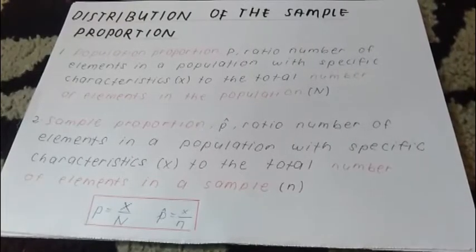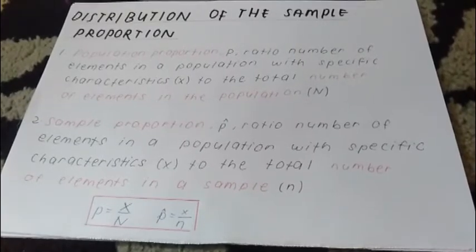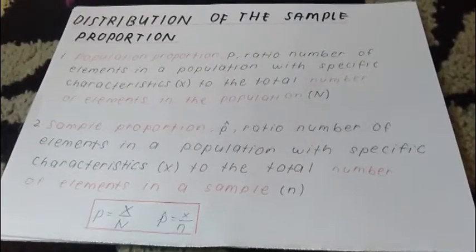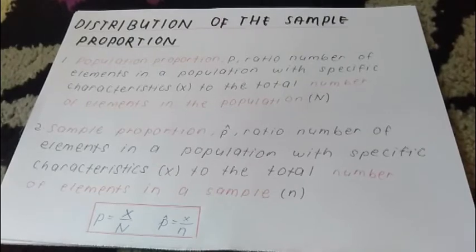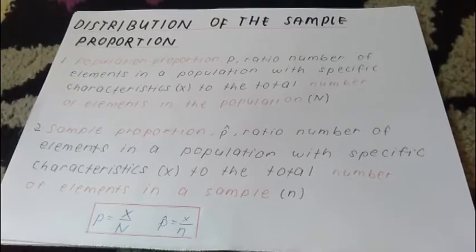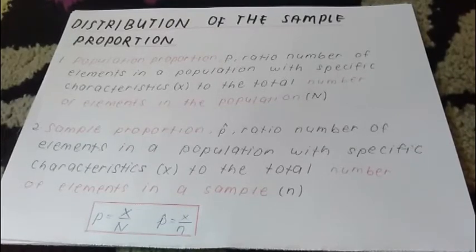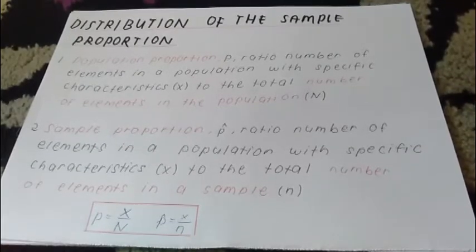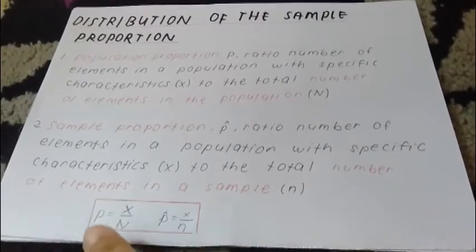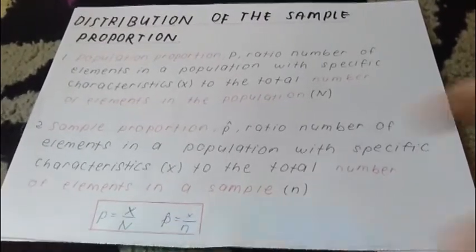For the third type, we will look at the distribution of the sample proportion. First, the population proportion P is the ratio of the number of elements in a population with a specific characteristic to the total number of elements in the population N. The sample proportion is the ratio of the number of elements in a sample with a specific characteristic to the total number of elements in the sample n. This is the formula for population proportion and sample proportion.